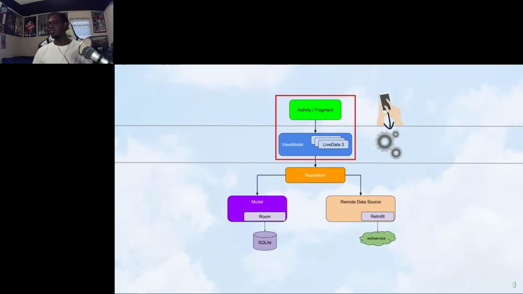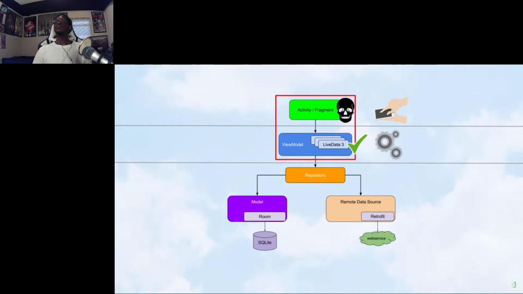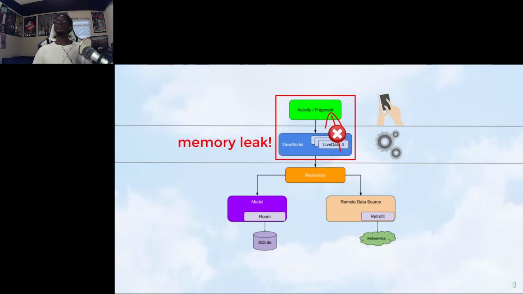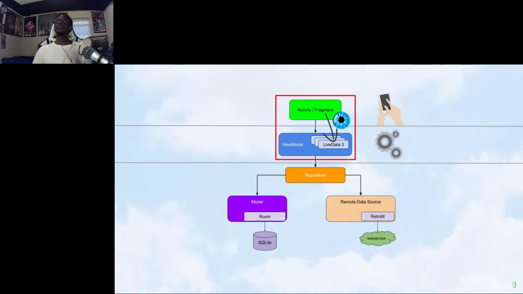Data, and unlike activities and fragments, it is not affected by configuration changes, which means that it keeps its data, for example, when the device is rotated. Because the view model outlives the activity, it must never keep a reference to the activity, because this would cause a memory leak. Instead, the view model exposes observable data holders like live data or Kotlin flow that can be monitored by the UI layer.